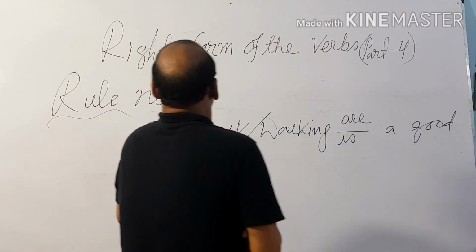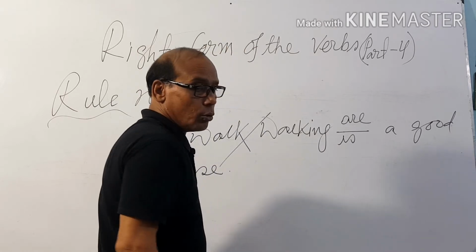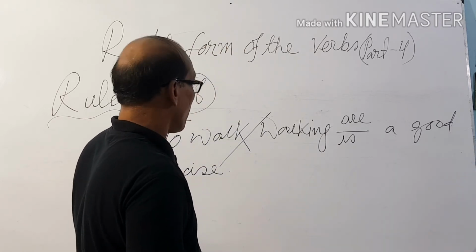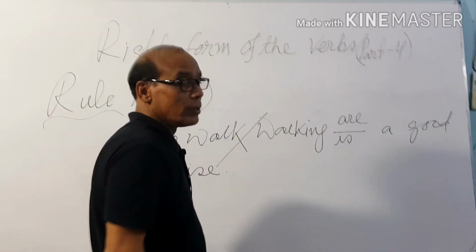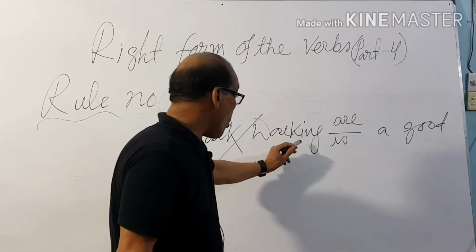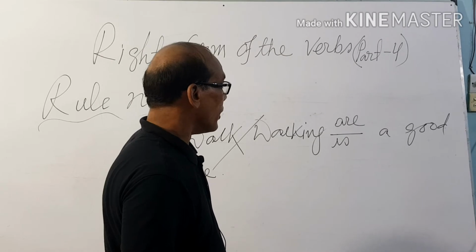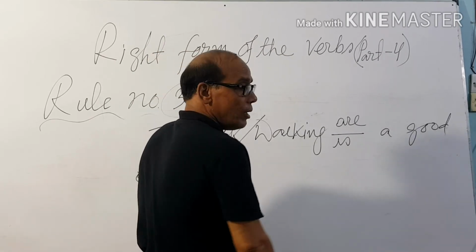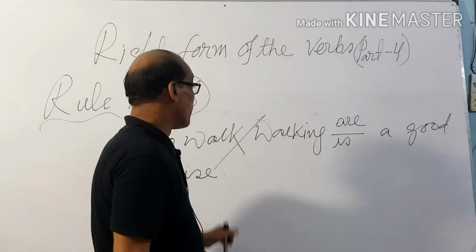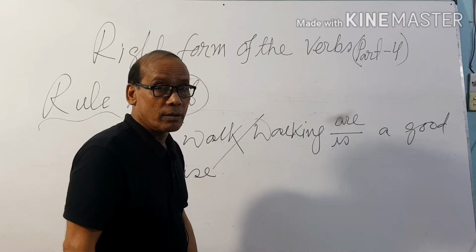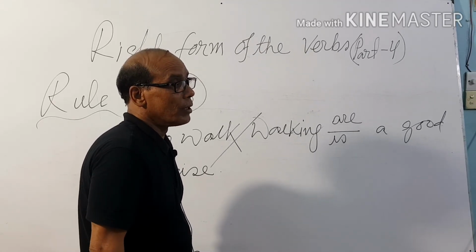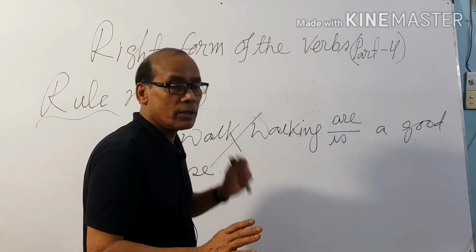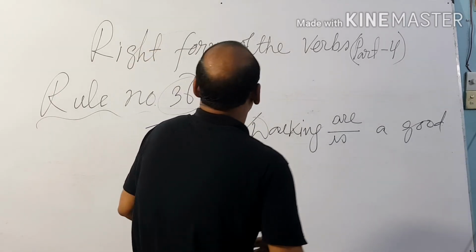Here, according to the rule that I have already given you, "to walk" or "walking": to walk is an infinitive, and walking is a gerund. So they cannot be counted. But when something cannot be counted, it will have to be treated as singular.